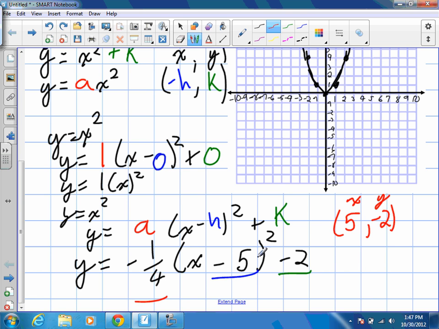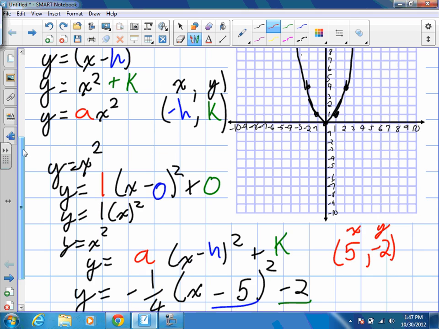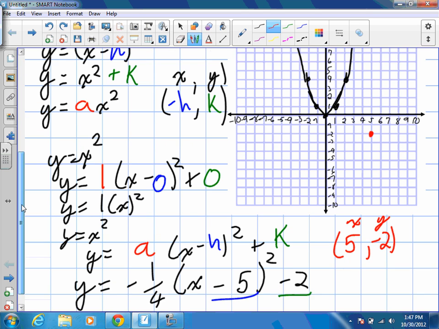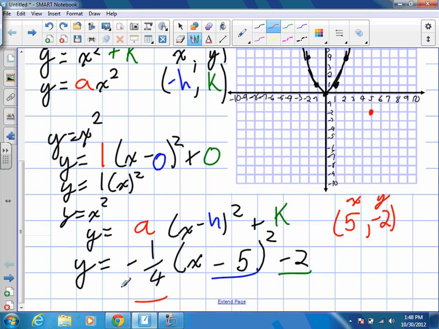So let's go back up to our graph. We know we're going to go over to positive 5 and down 2. So this is where the vertex of that parabola is going to start. The only thing we have to do from there is draw it. Now here, in this case, our a value is negative a quarter. So we have to apply that when we're moving. Normally, we'd go over 1, square that, up 1. What is 1 times a negative a quarter? Negative a quarter. So we actually go down a quarter. Same with the other direction. It's symmetrical, right?